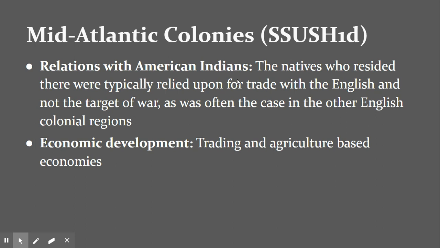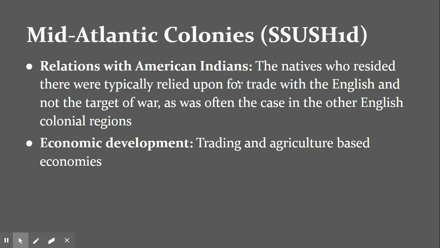So, relations with American Indians. The natives who resided there were typically relied upon for trade, when the English were not the target of war, as was often the case in the other English colonies regions. So just like I told you before, everybody's in the same boat when it comes to dealing with the natives. We need them, we use them for trade, and then it turns into some kind of battle, some kind of blood battle, some kind of massacre, whether that be for us or for them. And I don't want to say us because we are not colonists living back in the day. We are kind of just a product of what happened.